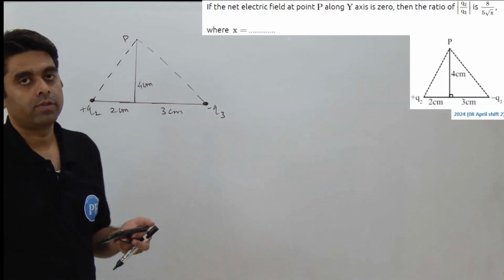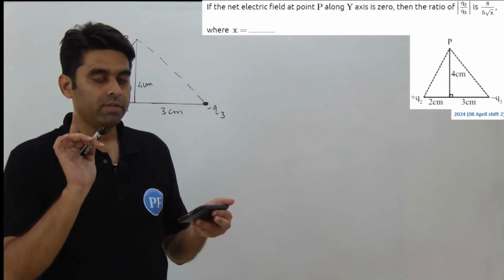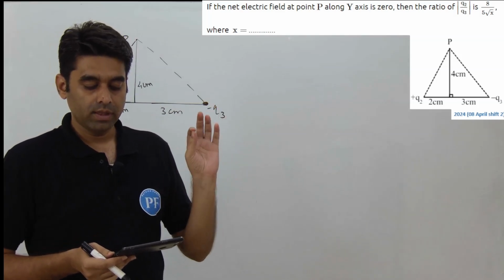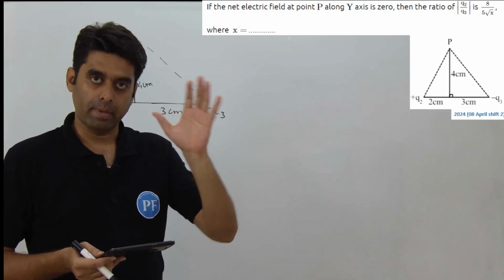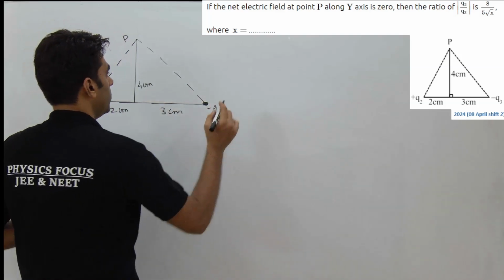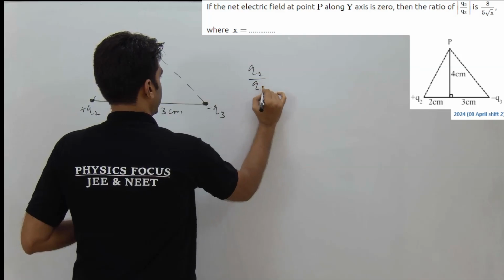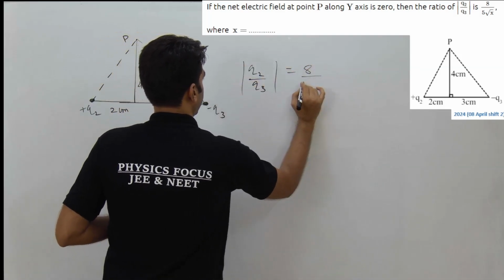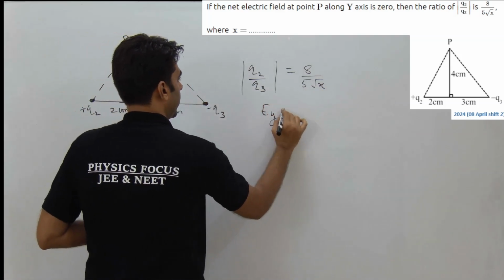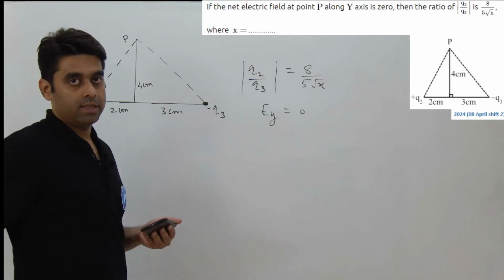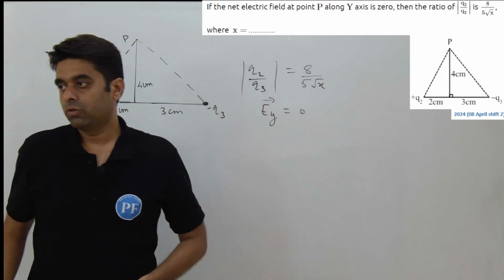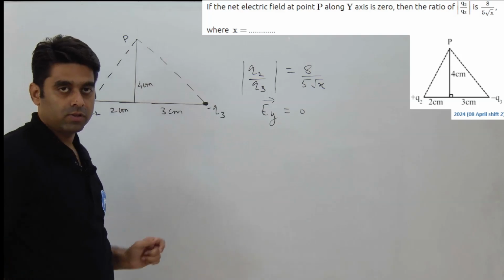Let us see. The question says, if the net electric field at point P along the y-axis is 0, then the magnitude of the ratio Q2 by Q3 is 8 by 5 root x. What is the condition given? The net electric field in the y direction is 0. The diagram is in front of you, and this is the situation given to us.